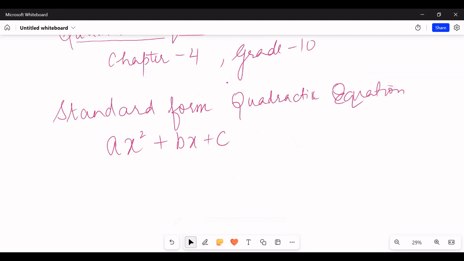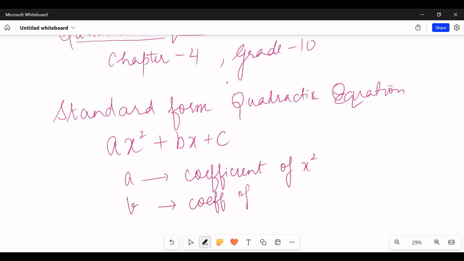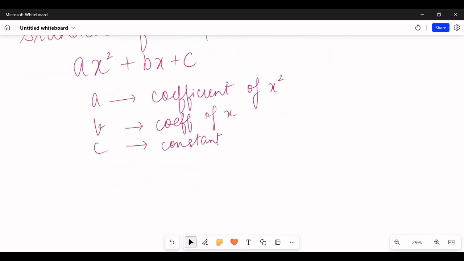You can also create any quadratic equation if you know the values of a, b, and c. Now, what are a, b, and c? A is the coefficient of x square, b is the coefficient of x, and c is the constant term. Again, I'm repeating, a is the coefficient of x square, b is the coefficient of x, and c is a constant term. So if you have these values, you can create any quadratic equation.